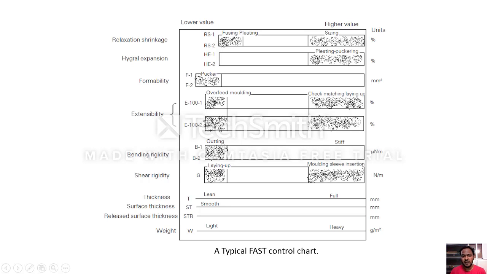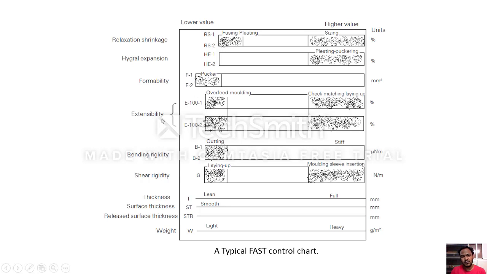Next is the formability. If the formability value is too low, then it will create this seam puckering, which we have already discussed in the previous lecture. Here also we measure both in the warp way and weft way.